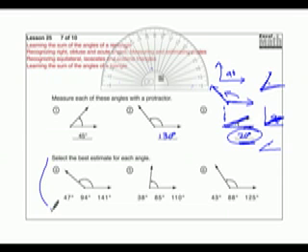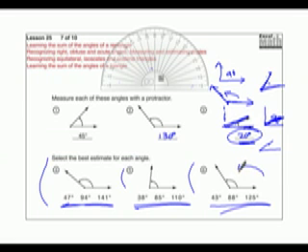Okay, I'd like you to do 4, 5, and 6. Pause the video, turn it back on when you're ready for the solution. All you have to do is pick the number of these three that you think matches up with the measurement of the angle in the picture. Pause the video, turn it back on when you're ready for the solution.